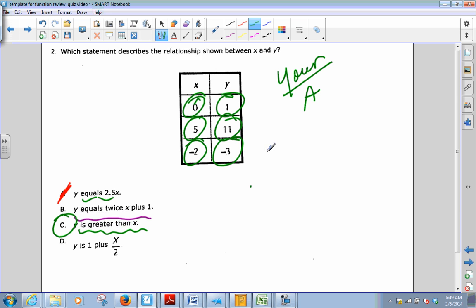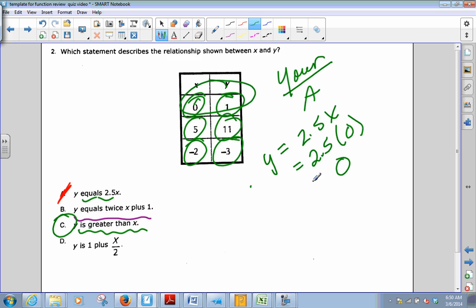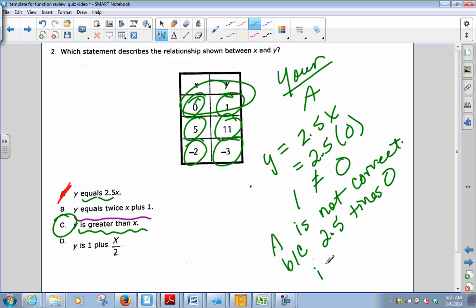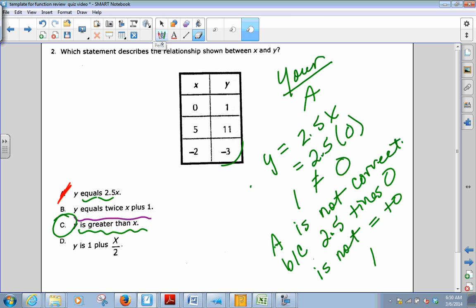Another thing you could say is, so this is the one you picked, y equals 2.5x. You could say, because remember how we plugged in 0 for x and got 2.5 times 0, which is 0, which is not the same thing as 1. You could say A is not correct because 2.5 times 0 is not equal to 1. So see what I mean about how we need a specific example? And don't forget about the really good grade I'm giving you for this. You have to make sure for each problem that you give a specific reason why your answer is not correct.